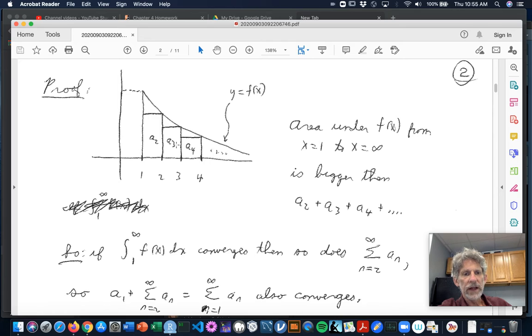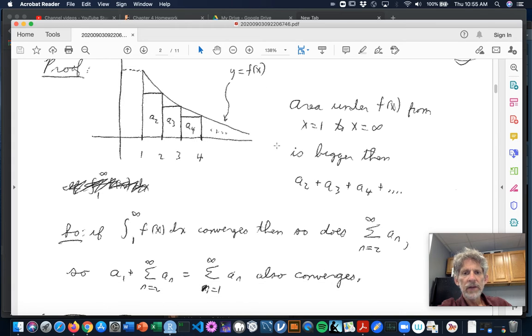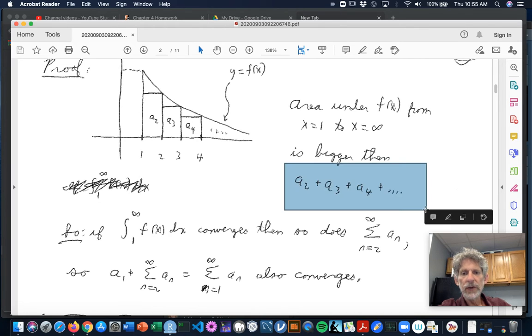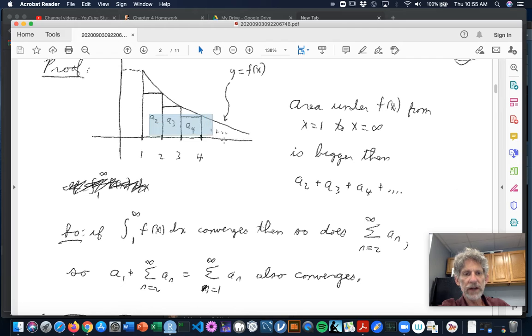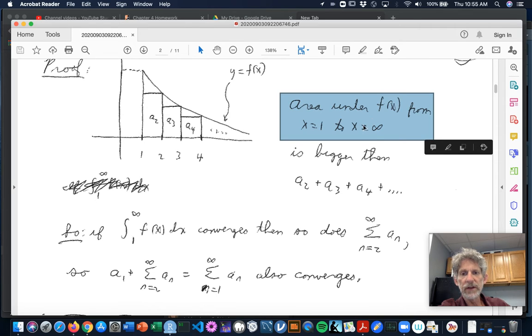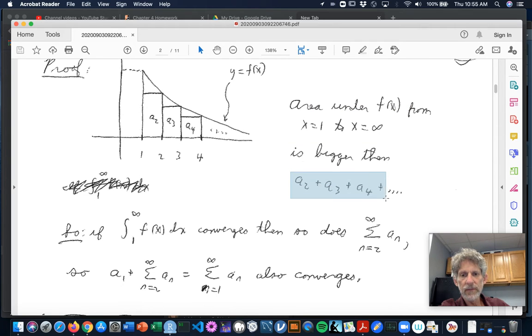All these rectangles lie underneath the f curve. So if I just kept going like that, making a5, a6, and so on forever, I would have the sum a2, a3, a4, and so on. That sum would be the sum of the areas of all those rectangles. And you can tell that the area under the f curve from x to infinity is going to be bigger than that sum.